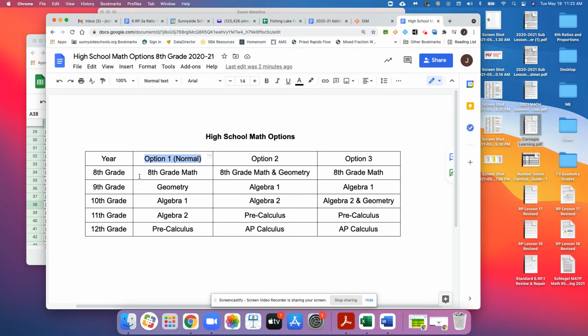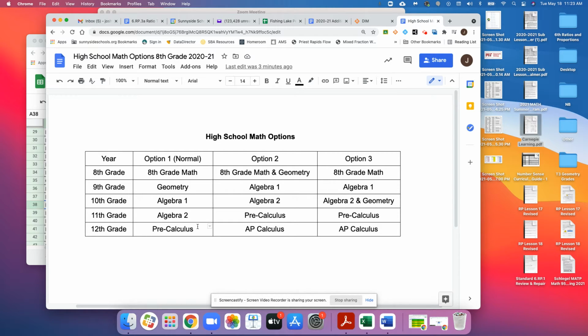The option here is basically that you take 8th grade math this year, which all of you have. And then after that, you take one math class every year in high school. So next year you would go to geometry, the following year algebra 1, the following year algebra 2, and the following year pre-calculus. Again, that's the normal track. That's what is right for most people.